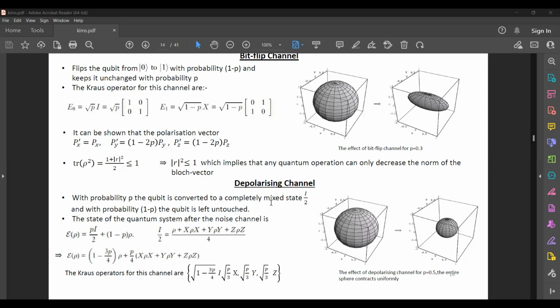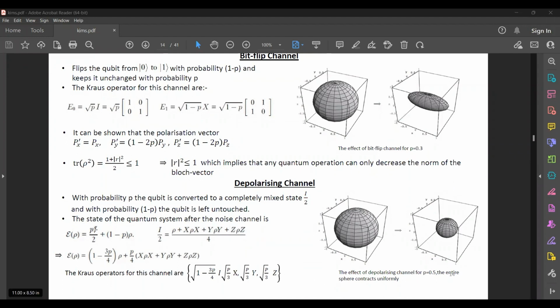Another channel which I explored for quantum noise is the depolarizing channel, which says that with probability p, the qubit is converted to a completely mixed state. For a completely mixed state, as you know, rho would be I by 2 for a two-dimensional system. And with probability 1 minus p, the qubit is left untouched.